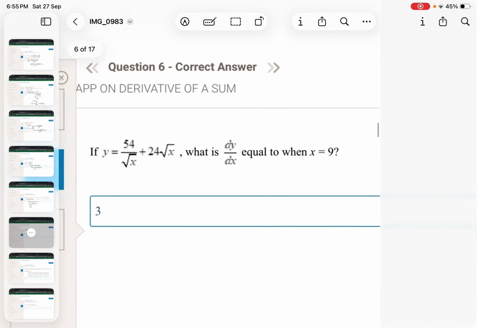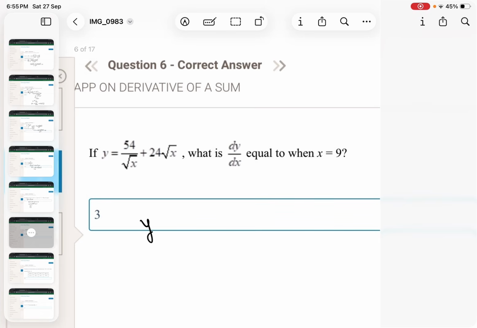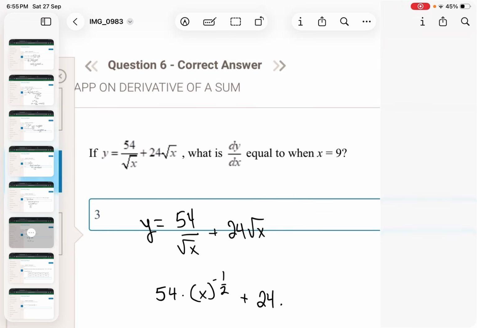Question number 6. They gave you y is equal to 54 over radical of x plus 24 radical of x. Here, you start off by changing the radicals into exponents. And since it's in the denominator, you move it up. So it will be 54 times x to the power of negative 1 over 2 plus 24 times x to the power of 1 over 2.